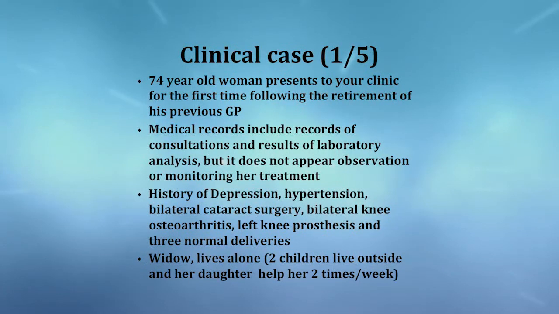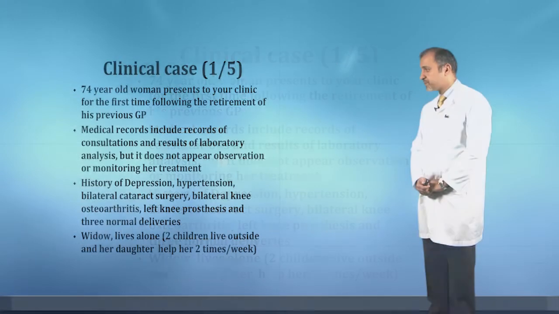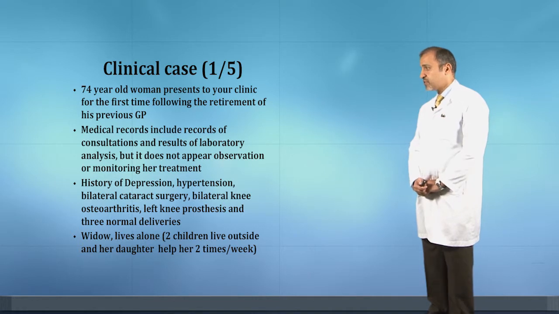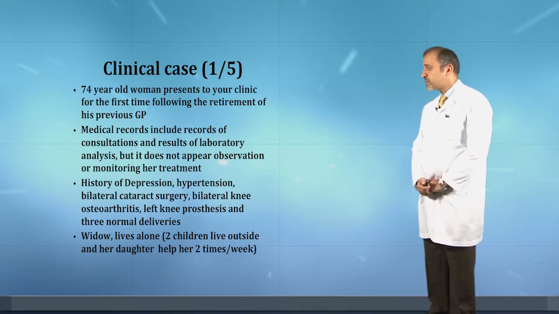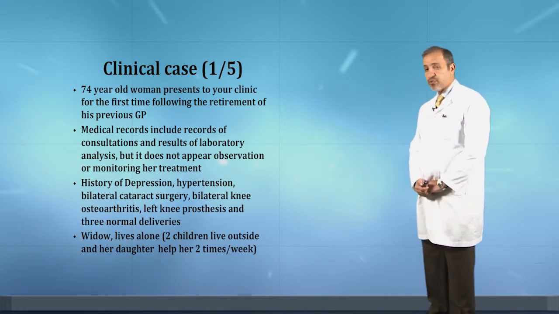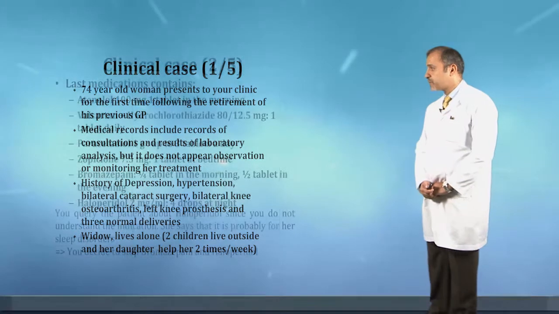This is an example of a case where a 74-year-old woman presents to your clinic for the first time following the retirement of her general practitioner. Her medical records show consultations and results of laboratory analysis, but do not show observation or monitoring of her treatment. There is a history of depression, hypertension, bilateral cataract surgery, bilateral knee osteoarthritis, a left knee prosthesis, and she had 3 normal deliveries. She's a widow and lives alone. She has 2 children that live outside, and her daughter helps her 2 times per week.